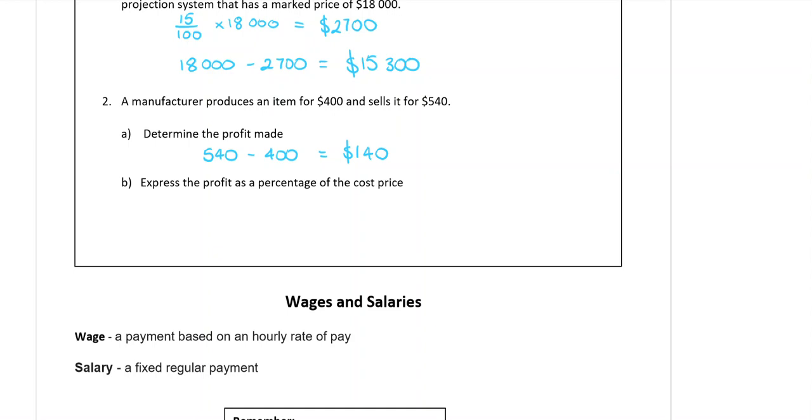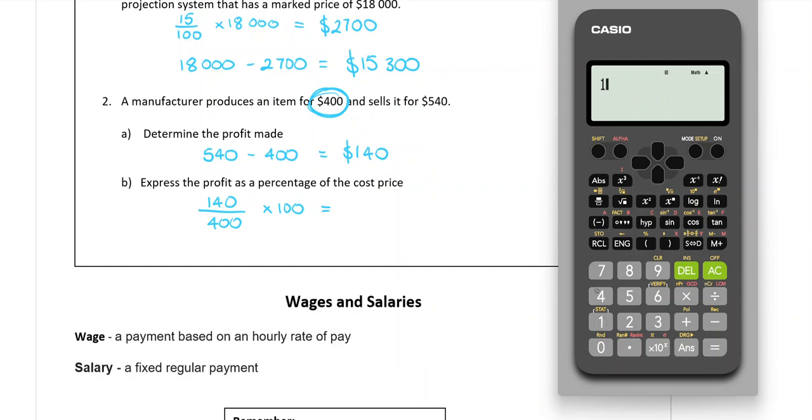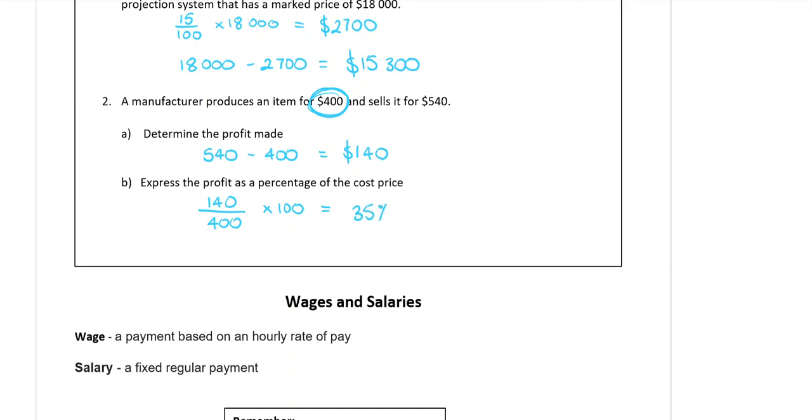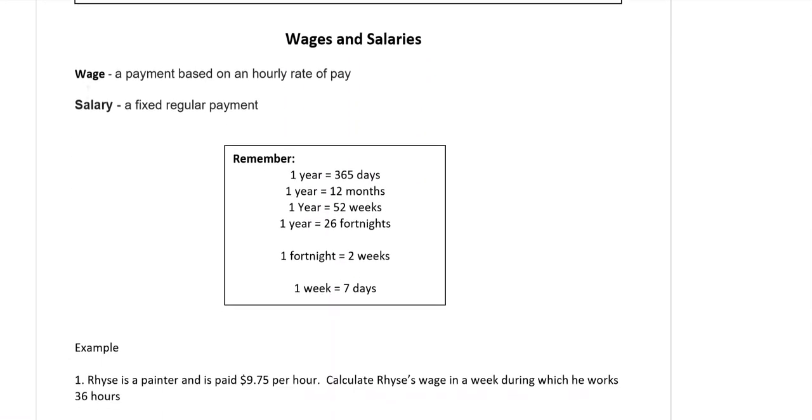But in part B, I want to write that profit as a percentage of the cost price. So I start with the $140 and I put it over the original price of the item, which is the 400. So you always make it a fraction, and then to turn it into a percentage, you have to times that by 100. Okay, and then in the calculator, that's 35%.